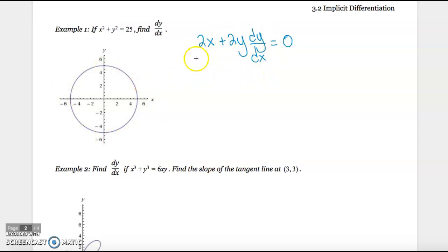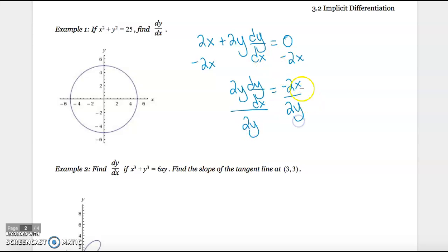answer. So I'll subtract the 2x over, and I get 2y dy dx equals negative 2x. Then I have to divide both sides by 2y. So at the very end of all this, I get that my derivative at any point on the circle, so my slope of the tangent line, whether I draw a point here, whether I draw a point here, etc., my derivative will be the equation negative 2x over 2y, which cancels to negative x over y. So this would be my derivative.